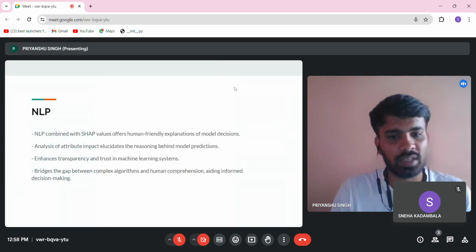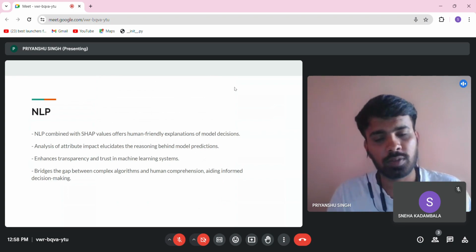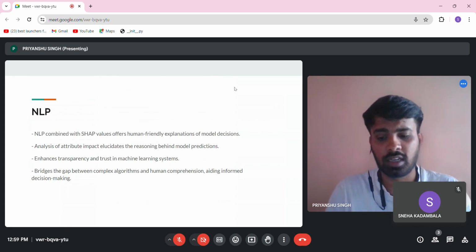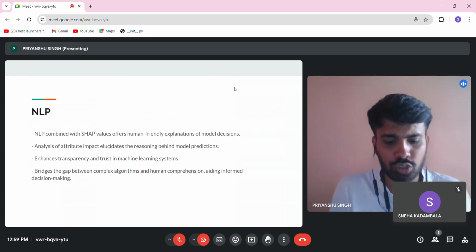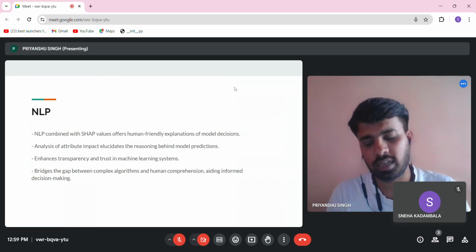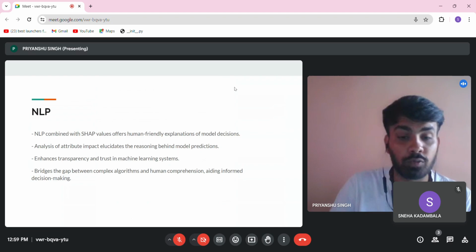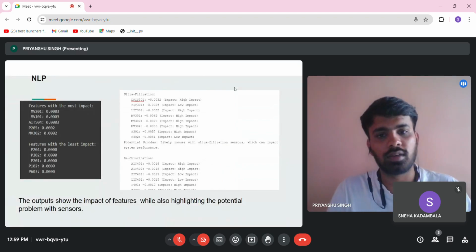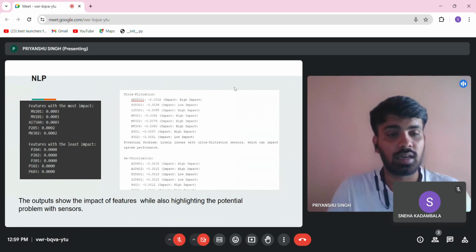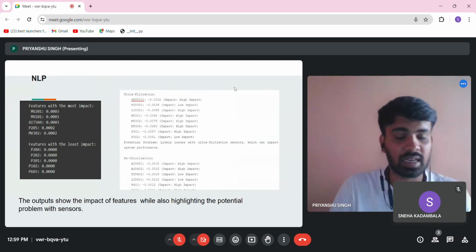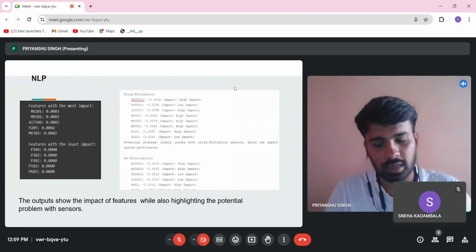So next we come to the NLP section. Basically, we are taking the SHAP values, and with the help of the SHAP values we have created a dictionary. We take the average mean value of that particular class and give it in human language, like what the problems are and which sensor is facing the issues. So here we can see which is the most important feature, the attribute creating the positive impact, and we have also displayed the sensors having a negative impact on the model.